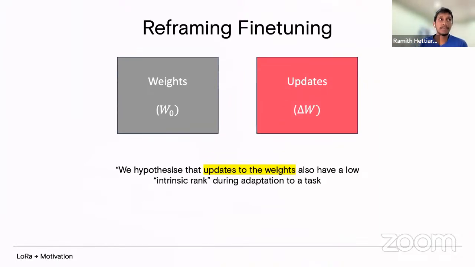So what they hypothesize is that these updates to the weights can also have a low intrinsic rank when we adapt to a new task. So that's the key question they ask.